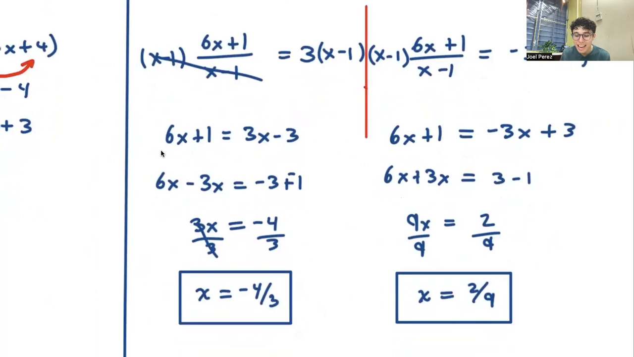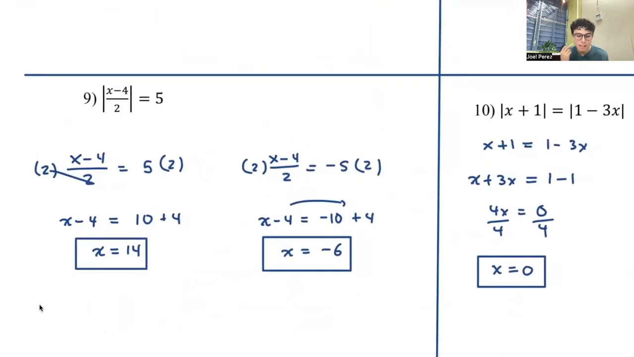On this side is exactly the same, but instead of having a positive 3, you're going to have a -3. So it will be -3 times x, and then -3 times -1. This would be 6x plus 1, and then -3x plus 3, because negative times negative, positive. You move the x's to one side, the natural numbers to the other side, x to this side, and 3 minus 1 on the other side. This will equal 2 over 9. So x equals 2 over 9.